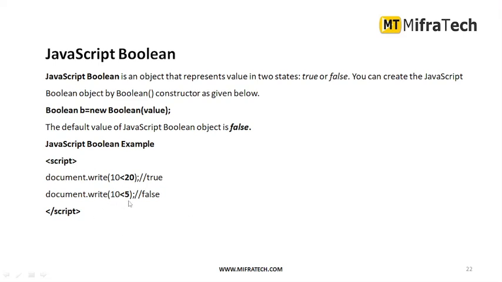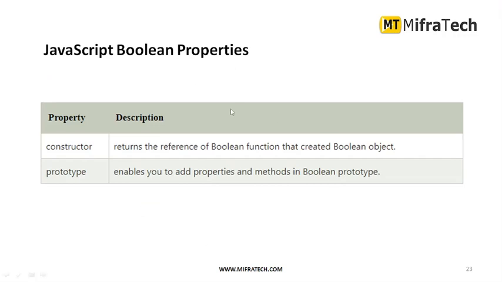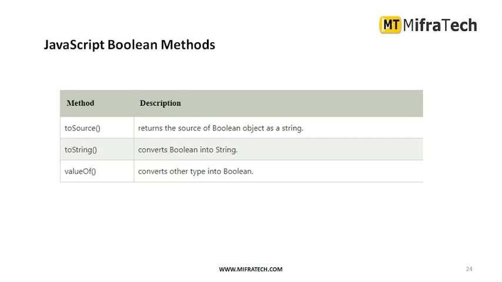Example: write 10 is less than 20, it's true, and the next one, 10 is less than 5, will give false. Some of the Boolean properties are constructor and prototype. Constructor returns the reference of the Boolean function that created the Boolean object. Prototype enables you to add properties and methods to a Boolean prototype.